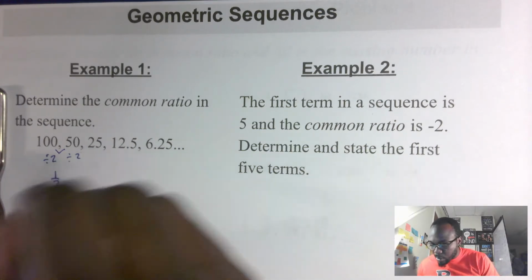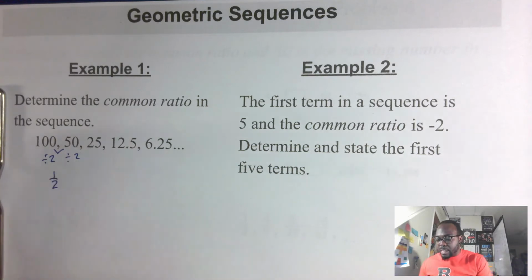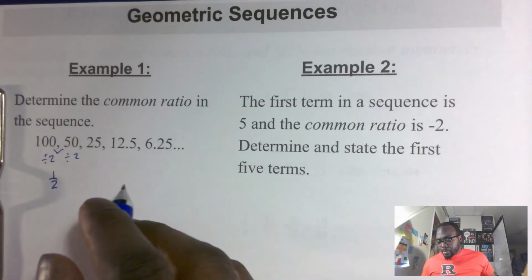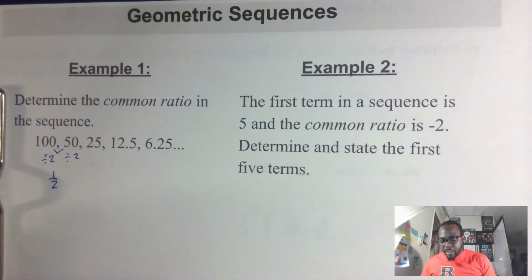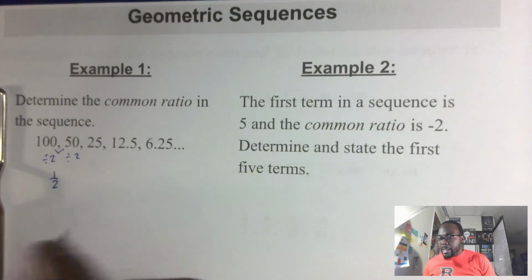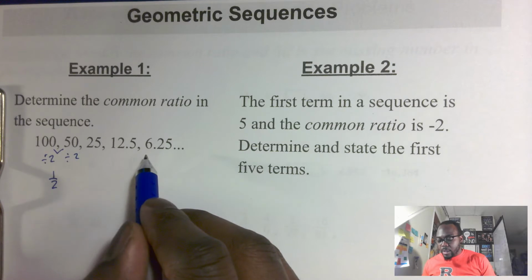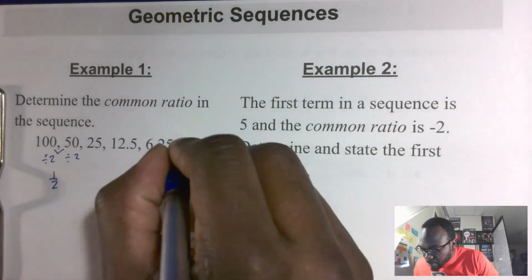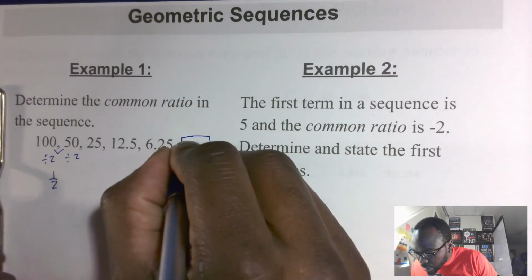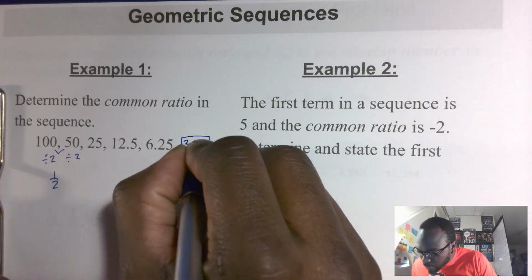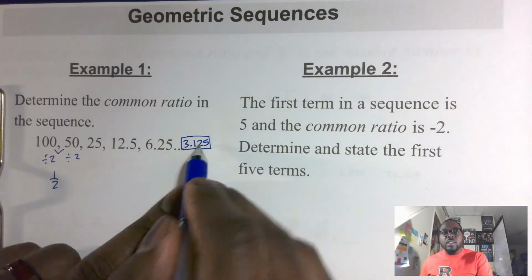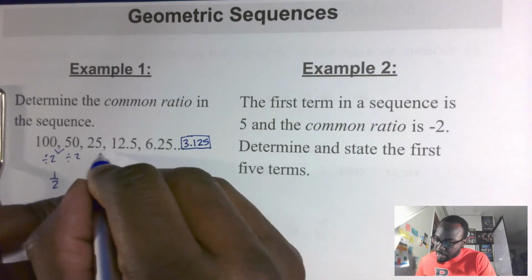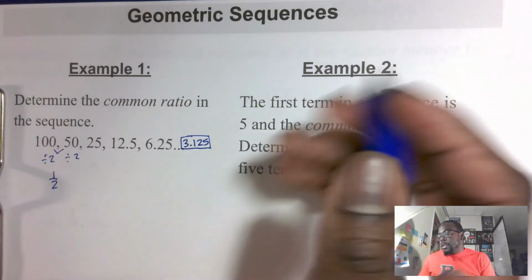It's 1/2. Half of 25 is 12.5, half of 12.5 is 6.25. So here, we're going to have to find half of 6.25. What's half of 6.25? Oh, boom. I know that half of 6.25 comes out to be 3.125. So that would give me the next number in my sequence. If I wanted to find the next number here, I would find half of this. Half of this would be 1 point, whatever it is.